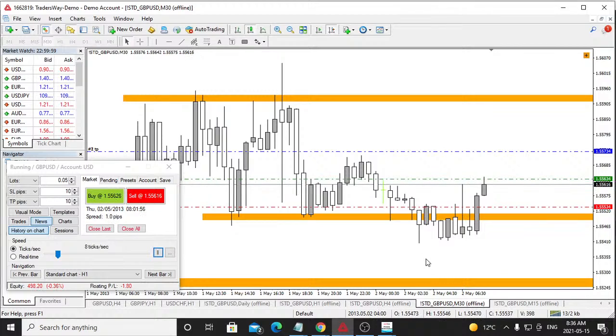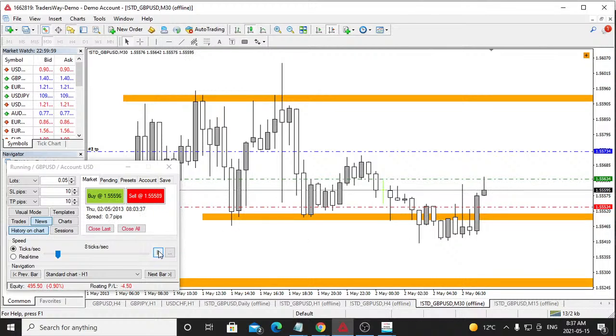My reasoning behind this is that we printed a 30-minute above this support and above these candles here, above this candle right here, right? So this is something that I was actually looking for. So now what I'm expecting is for pre-news momentum to push it up.